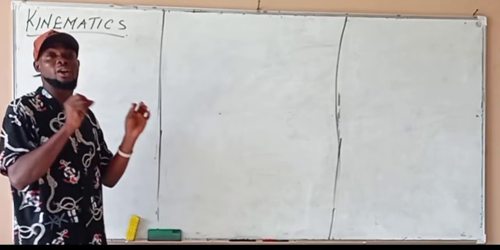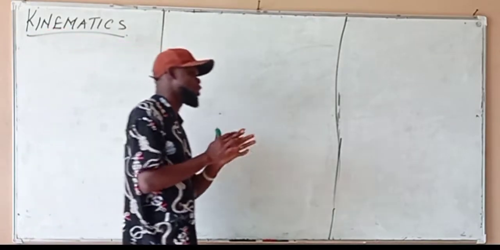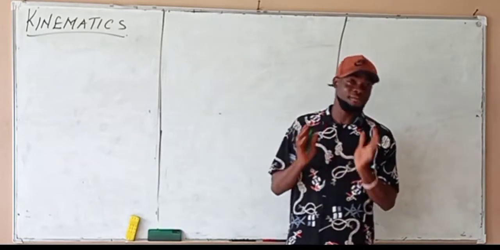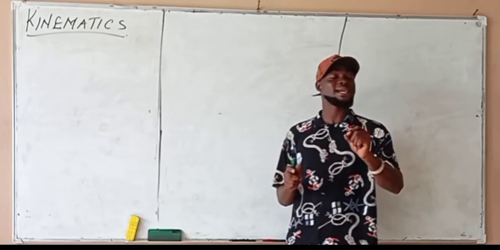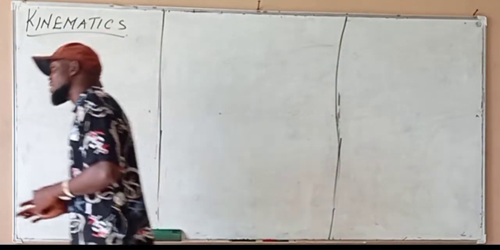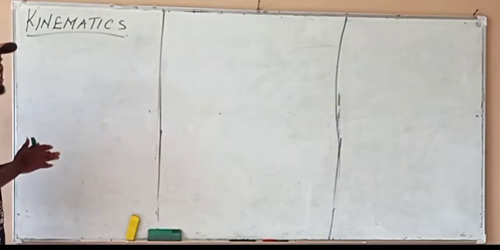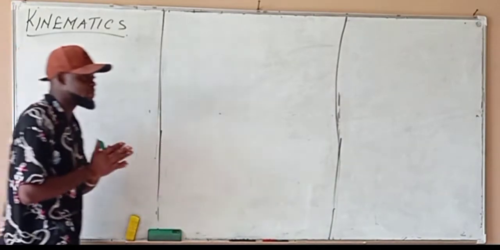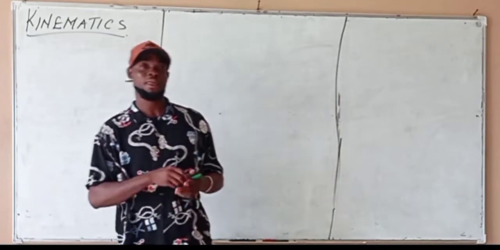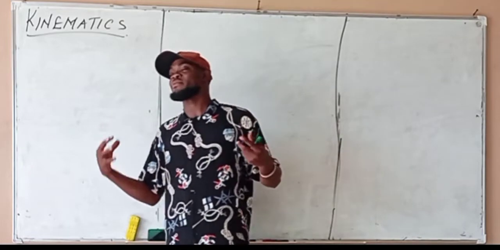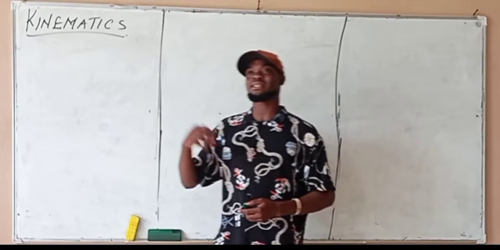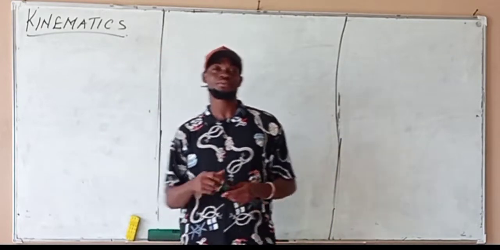Now, the motion of an object can be described by the following. Number one, we can take the displacement of that object or the distance of that object. Displacement is defined as a distance moved in a specific direction. One of the major differences between displacement and distance is that displacement is a vector quantity, while distance is a scalar quantity.